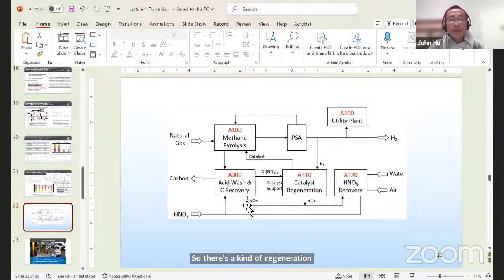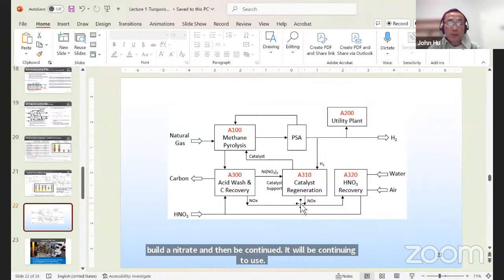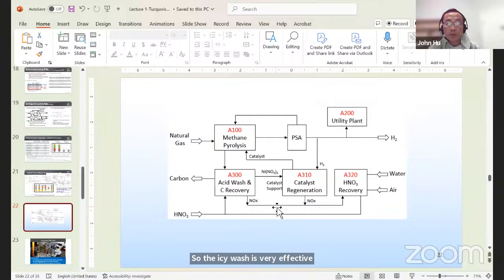In the process, after the metal wash, the strength of the nitric acid diminishes. Then we have to rebuild the nitric acid. See the nitric acid recovery. So you have to reoxidize it and build the nitric, and then it will continue to be used. So the acid wash is very effective. It just depends on how much you use. It's either you buy or you can recover it. And how do you recover nitric acid? There's a process.